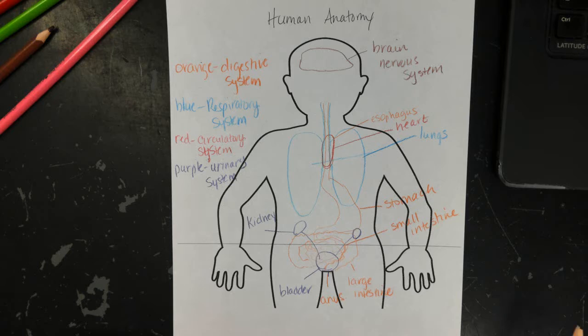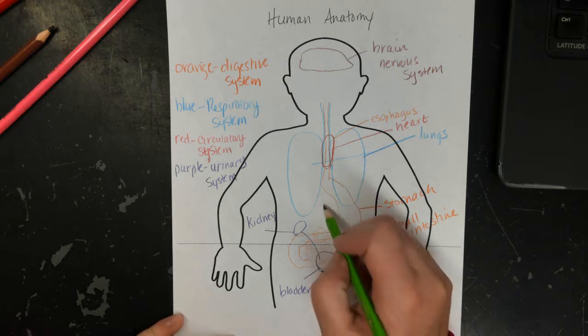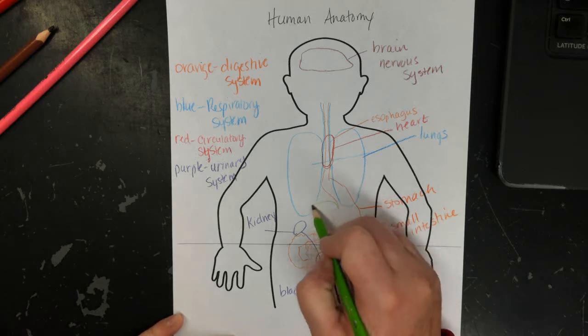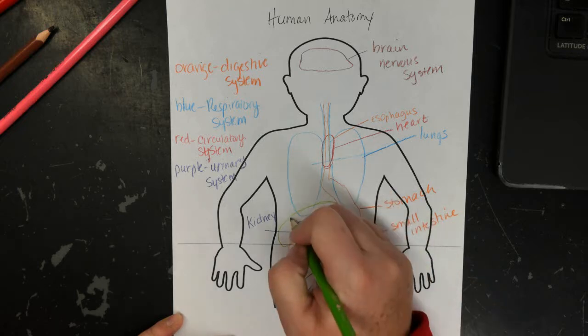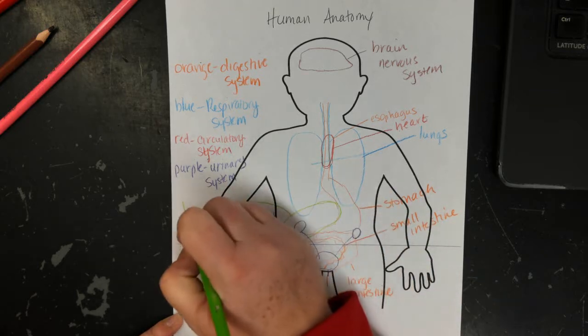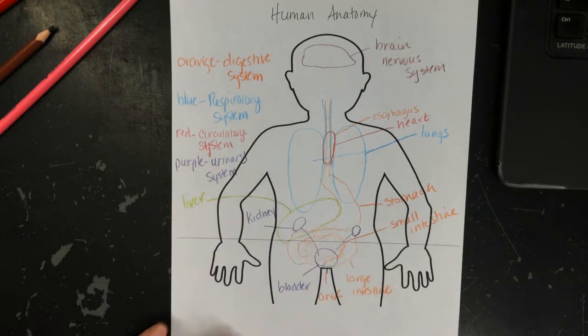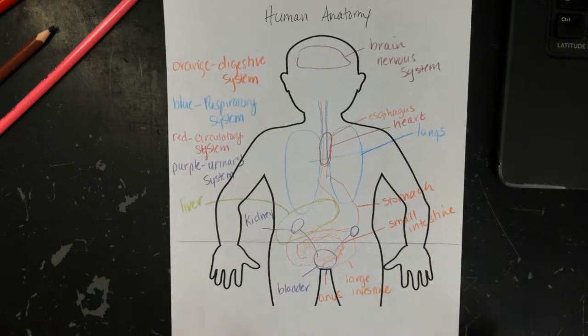All right. We're going to mark the liver in here. Put the liver, I'll just kind of put it right there. There's the liver. And your liver is responsible for, it's kind of like a filtration for your body. It's responsible for cleaning out your blood and excreting enzymes and other hormones that are needed for your body.